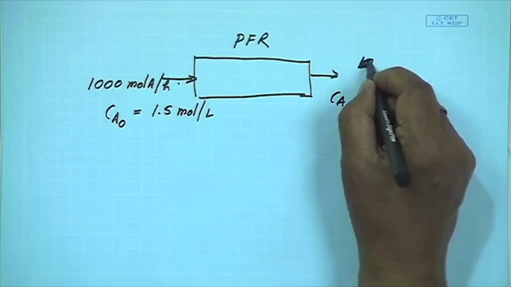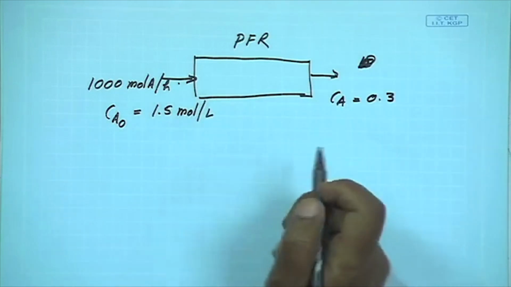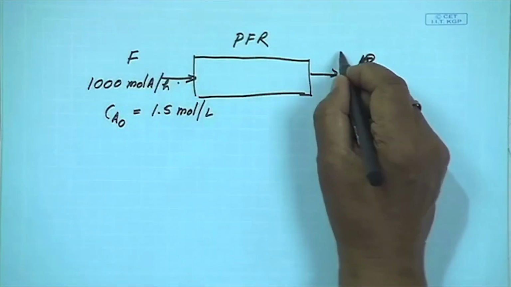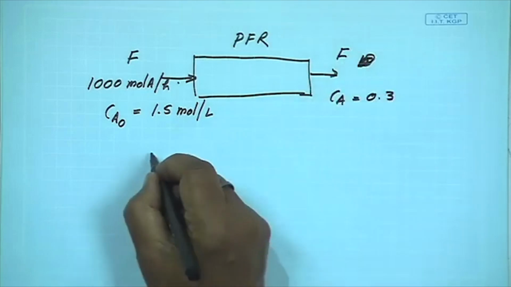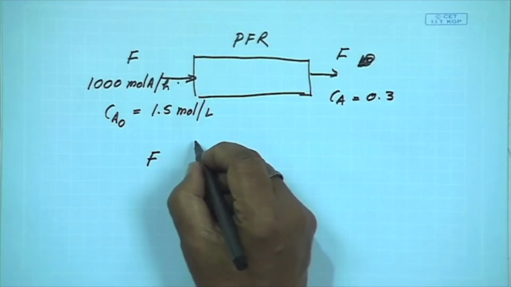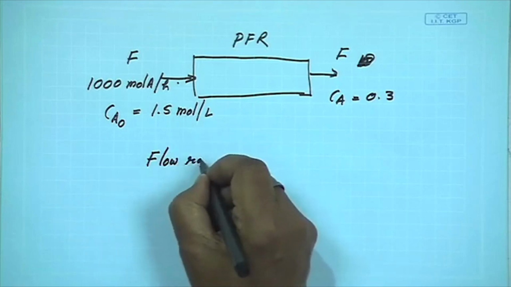Now this cannot be the same. 100 moles of A will be converted to B, maybe. So the flow rate will be the same. But if you consider the flow rate here, that you can find. How can we find out the flow rate? You can easily find out the flow rate.